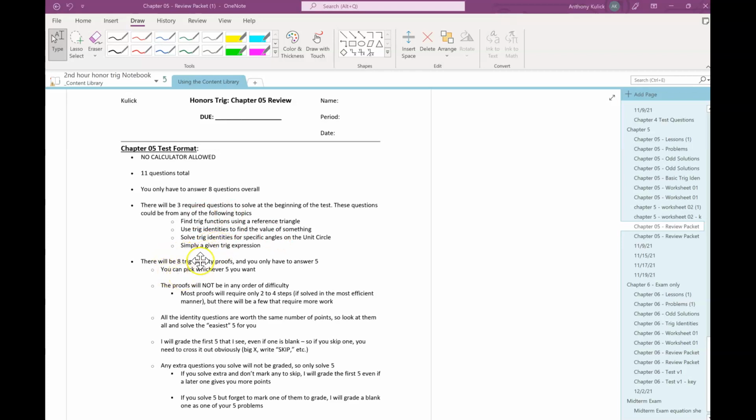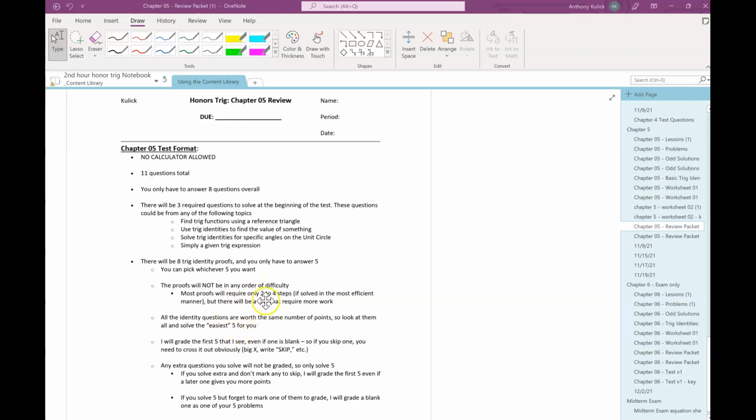And then you're going to get 8 trig identity proofs. You only have to do 5 of them. You can pick whichever 5 you want. They're not going to be ordered in difficulty. Typically, the proofs can be done in 2 to 4 steps if you choose the most efficient route through them. So you may need more to do them, but none of them are supposed to be full pagers.